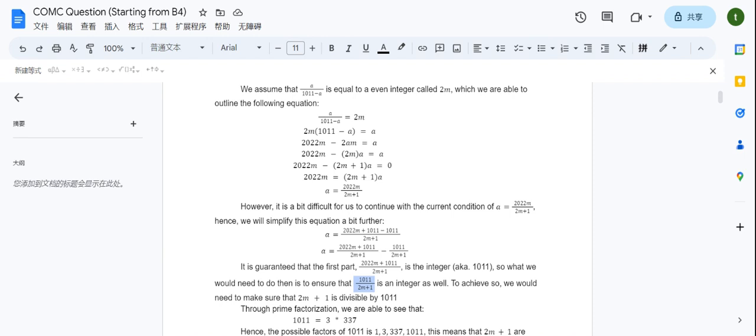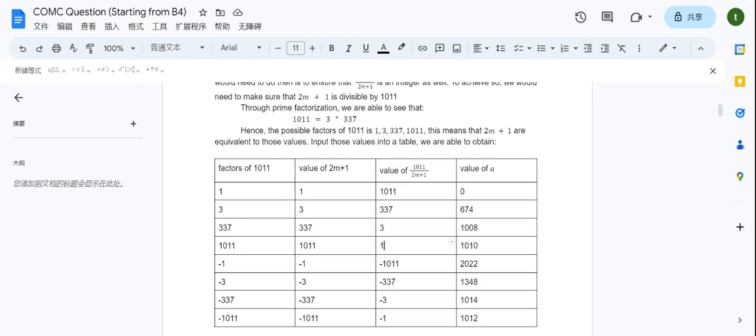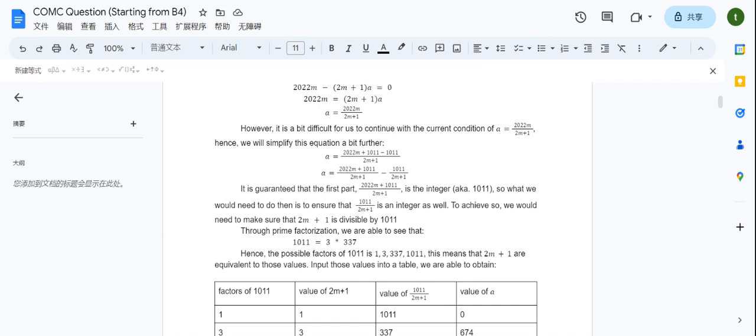So from this, the possible factors of 1011 are 1, 3, 337, and 1011. This means that 2m plus 1 is equal to these values. Let's start with the first one. The factor of 1011 is 1, which means that 2m plus 1 is 1 and m is 0. So the value of 1011 divided by 2m plus 1 would be 1011 divided by 1, so it's 1011.